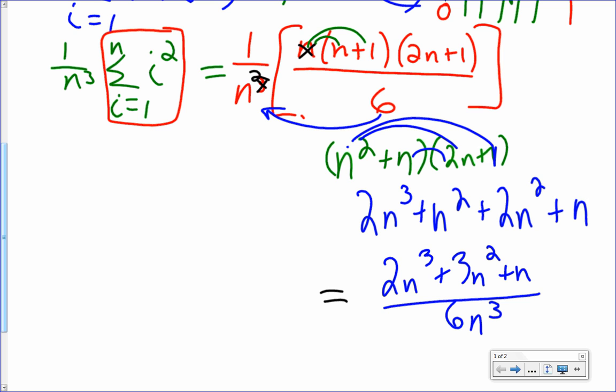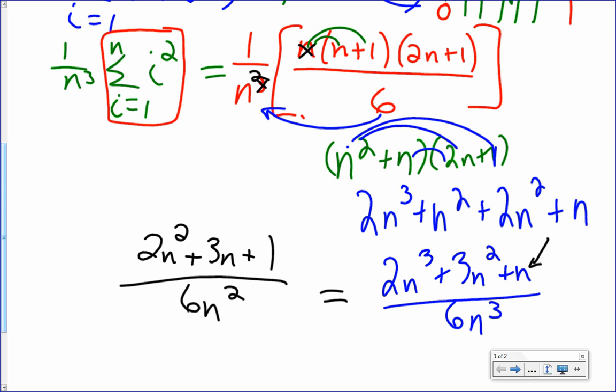Yeah, okay. So it's 2n squared plus 3n plus... What happens if I cancel an n out of that one again? Yeah, very good. 1 all over 6n squared. Did you have to do that step? No. Will it make your numbers maybe a little easier to work with? Yeah.